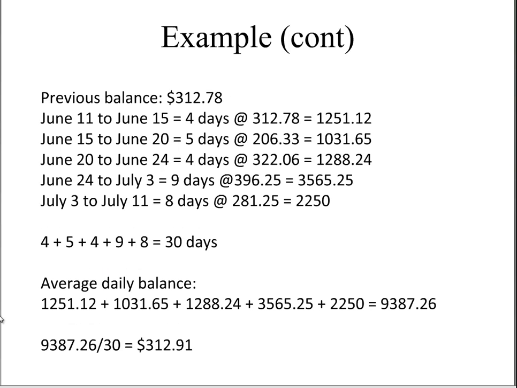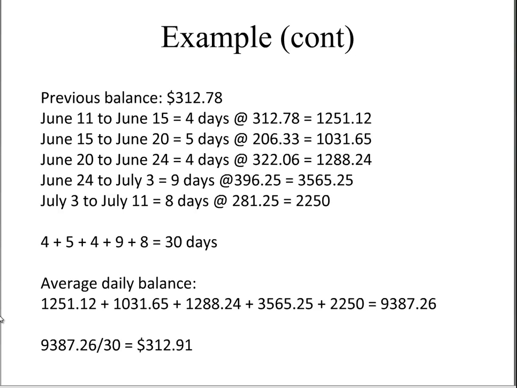So I broke down how we got each amount and how long we carried each amount for those 30 days. I broke it down so you can see it piece by piece all the way from June 11th until July 11th. As you can see, this is a 30-day period. If you add up all the days, 4 plus 5 plus 4 plus 9 plus 8.